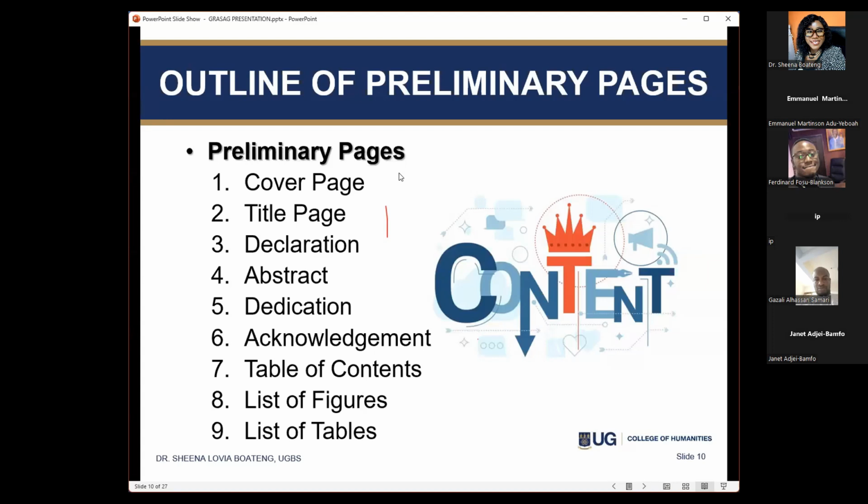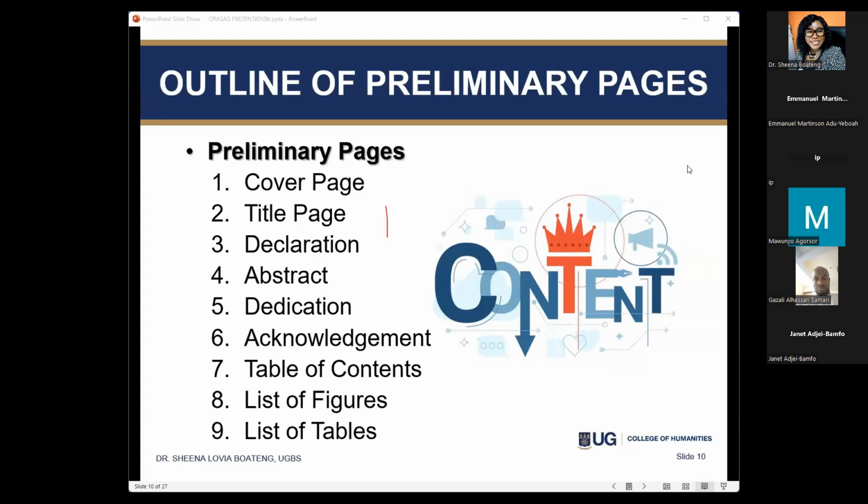But more often than not, you'll find students mixing things up, right? Some students will come and put the abstract after the table of contents. Others will come and put the acknowledgements before the declaration, and so on and so forth. You have to familiarize yourself with the requirements so that you can make sure that you satisfy all of them. Otherwise, your work will keep going back and forth for trivial things that you could have easily addressed before submitting the work in the first place.